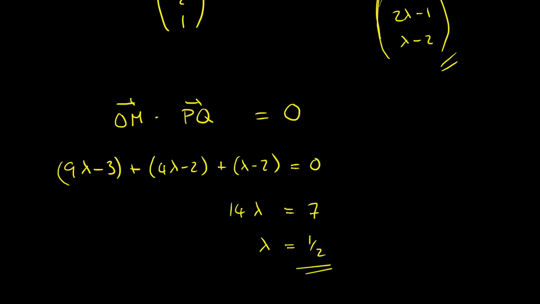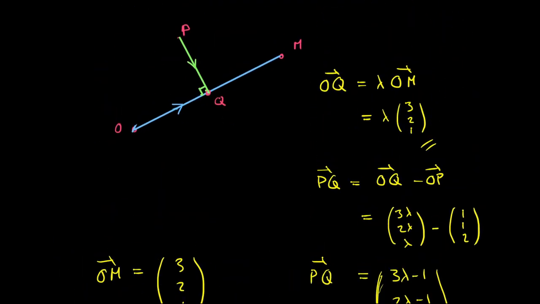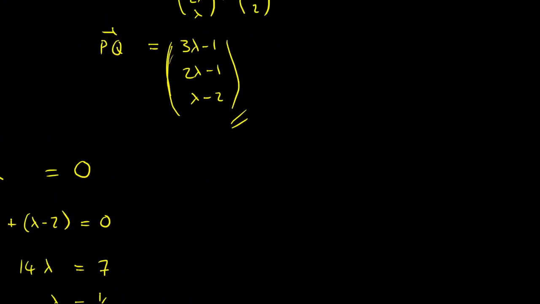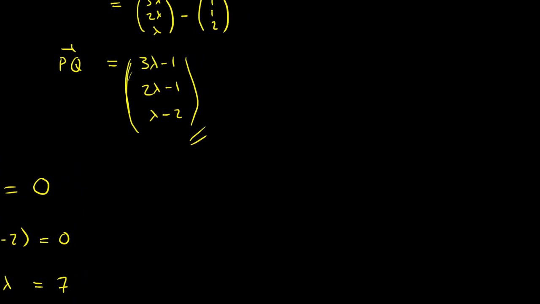So actually, that point Q there is the midpoint. If that's the case, then we can find out what the vector PQ is. Let's just go over here. If lambda is equal to a half, then the vector PQ is going to equal 3 times a half, which is 1.5, minus 1, so that's just a half. 2 times a half, which is 1, minus 1 is 0, and then a half minus 2, which is minus 3 upon 2. So that's our vector PQ, right?